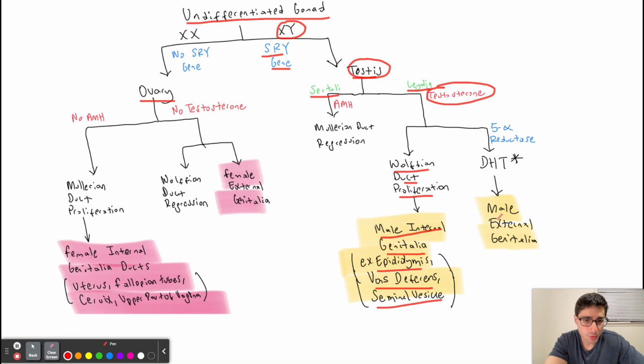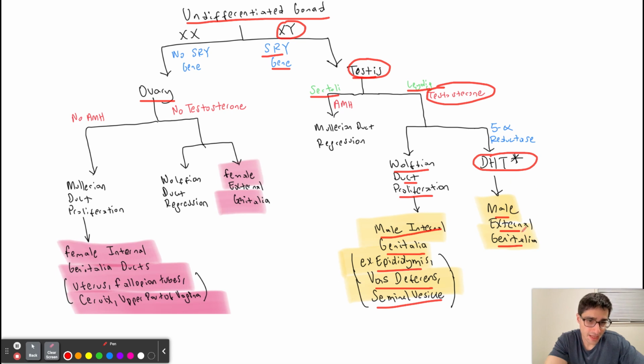Now, in order to develop the male external genitalia, we need the conversion of testosterone into dihydrotestosterone. And this is going to be done by the enzyme 5-alpha reductase. Now, dihydrotestosterone is going to be a much more potent androgen than testosterone because it is going to bind to the androgen receptors more tightly. So it is going to have much stronger effects. And as a result, DHT is needed in order to produce male external genitalia.